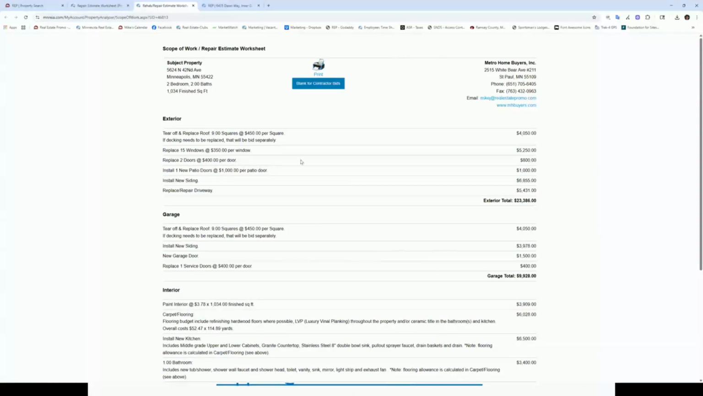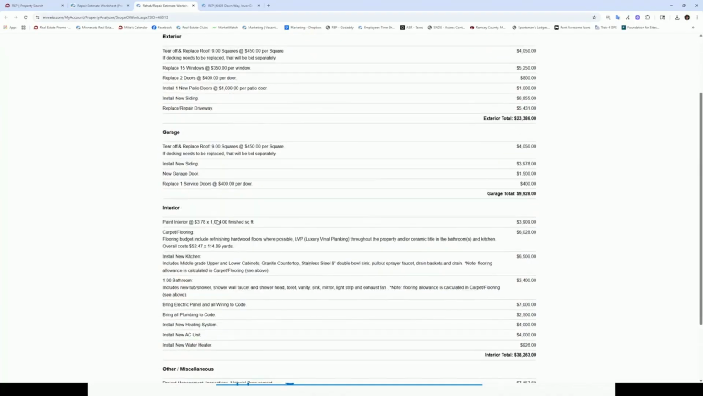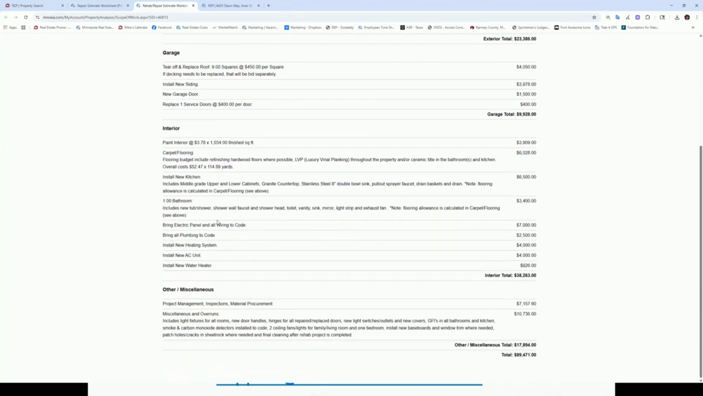We hit the checkbox for the roof, and so it just added a category into the scope of work here. And it calculated out and said, hey, on this little property, there's about 9 squares, and I'm using $450 per square. So it's coming up with a value of a little over $4,000 to do that roof, as well as the windows, the doors. So it's breaking it all down and creating a scope of work.